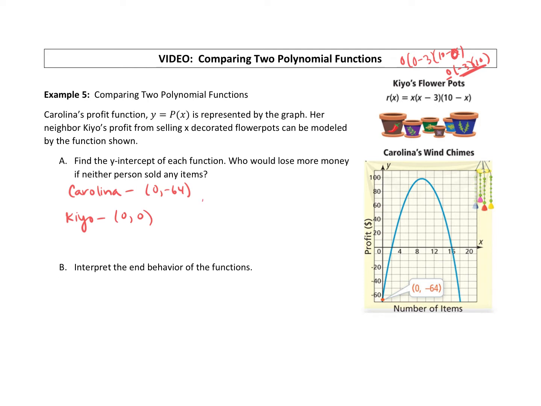So what this negative 64 means for Carolina is that if she has not sold any of her wind chimes, she's down $64. So she had some startup costs of $64. So she's losing money if she doesn't sell anything because she had those startup costs. So she doesn't make any money until she starts selling more of them. Now Kayo, his y-intercept is 0. So if he hasn't sold anything, he doesn't lose any money. It did not cost him any money to start his business. His startup cost is 0.